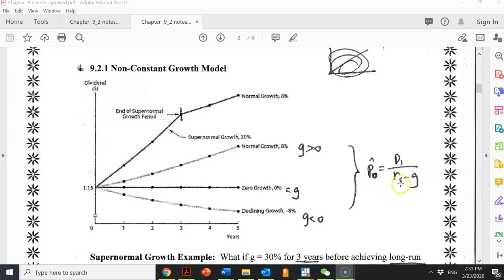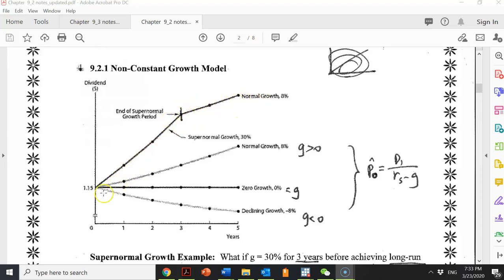Okay, we can also get RS from CAPM or from this model. We can also get G from all the other three variables from this model. These are what we learned last class. So for this lecture, we're going to focus on this first line here, where we have the non-constant growth model.